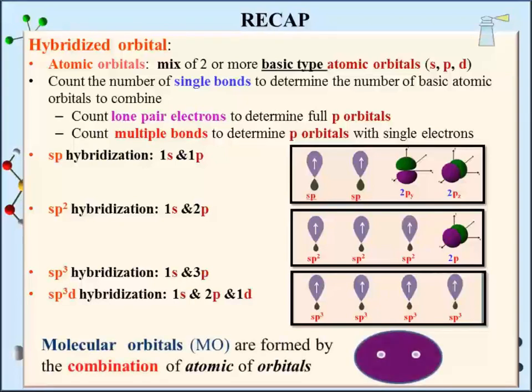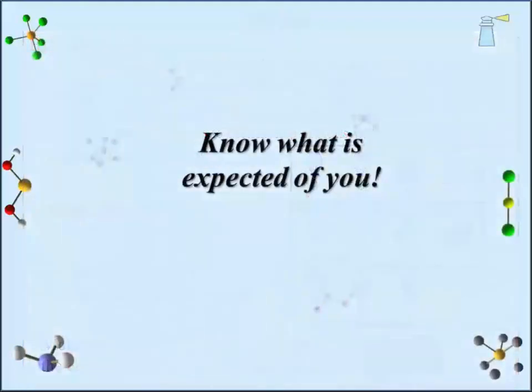And then there is the more sophisticated molecular orbital, MO. These are formed by the combination of the atomic orbitals involved in the bond. That is combining 1 orbital from each atom. We saw that the combination can yield a bonding and an anti-bonding orbital. And that concludes our lecture. The best advice to go with this lecture is to know what is expected of you and study accordingly.